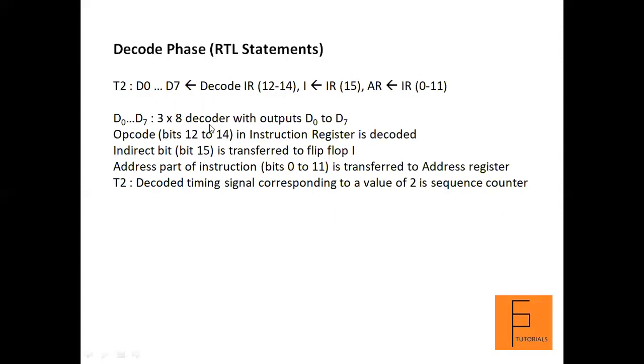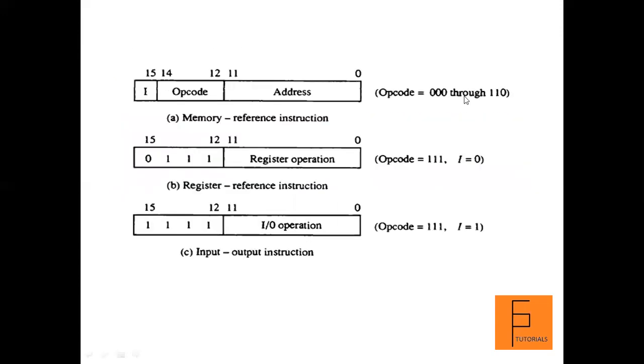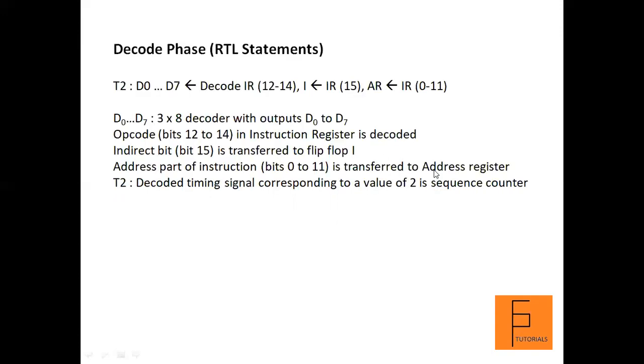If you are able to successfully decode what is present in bits 12 to 14 in the instruction register, then you will be able to find out the kind of operation that your instruction wants to execute. If the opcode ranges from 000 through 110, it will be interpreted as a memory reference instruction. If the opcode happens to be 111, that means it has a decimal equivalent of 7, this 7 is denoted by D7.